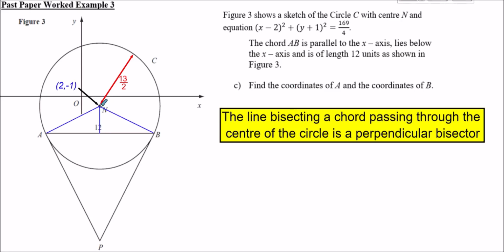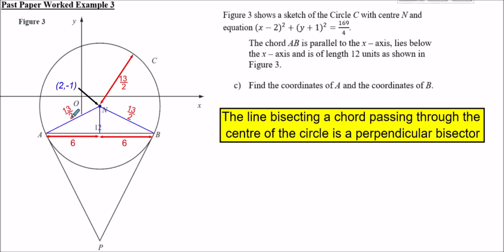If we make this perpendicular bisector coming down from N, cutting the chord AB, that must be a perpendicular bisector. So from A to B was 12. Because this is a perpendicular bisector, and both these are radii, we've created two congruent triangles, and the lengths at the bottom of each of these must be 6 each, because it's been bisected. So we can label this on. As well, we worked out the radius from part B, which was 13 over 2. So we can label this on here now. So we have 13 over 2.